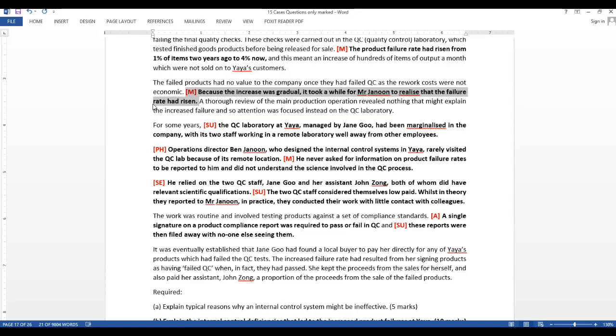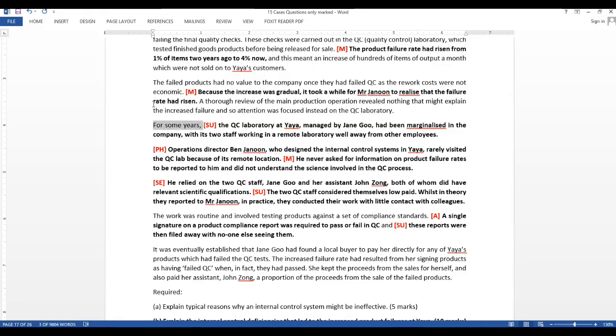That he has failed. A thorough review of the main production operation revealed nothing that might explain the increased failure, and so the attention focused instead on the QC lab. So they have found where the problem was, whether it's in the production stage or in which stage. The production seems to be very good, but it's only at the QC stage where the goods are being rejected. So the goods are good at the time of production, but once they go to the laboratory, they get rejected. So that's what this line says.